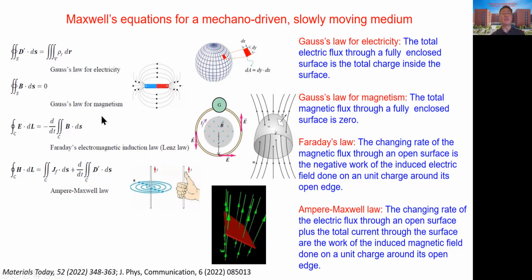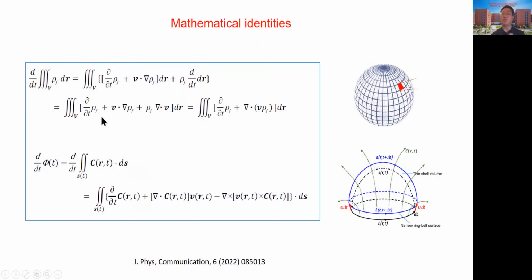So let's do that. In such a derivation, we use two mathematical identities. The first is the time derivative of the total charge within the volume. This gives you an identity here: the partial integral of the charge density plus the moving velocity of the medium of this surface. And this is the volume integral.